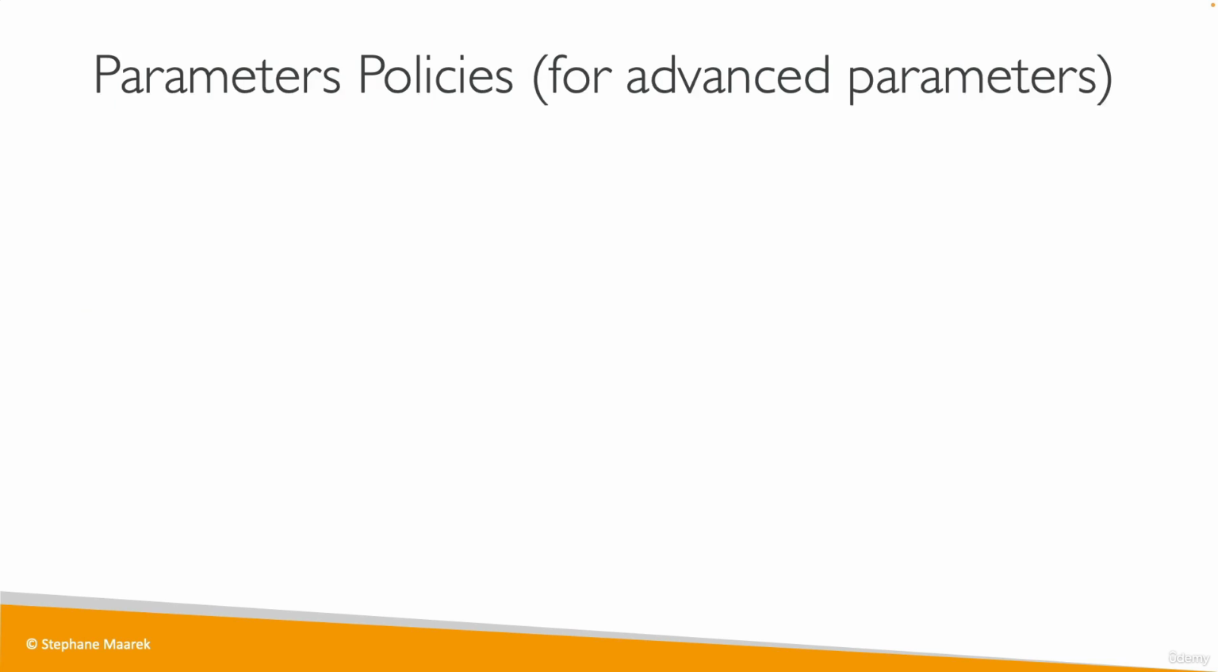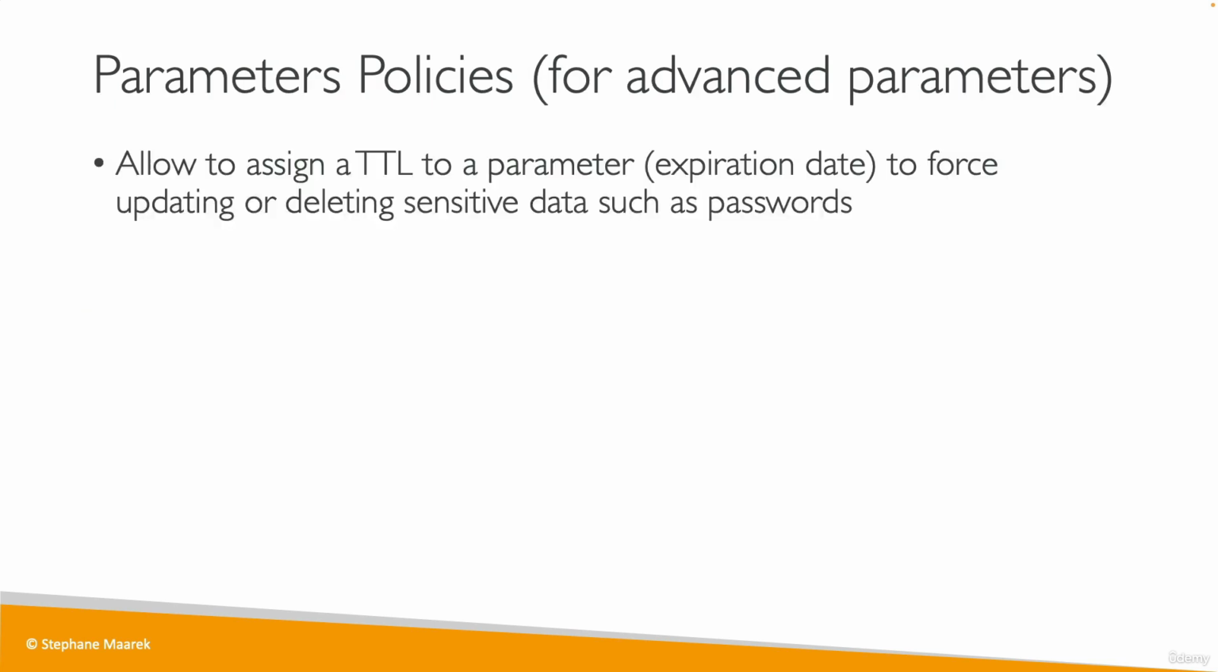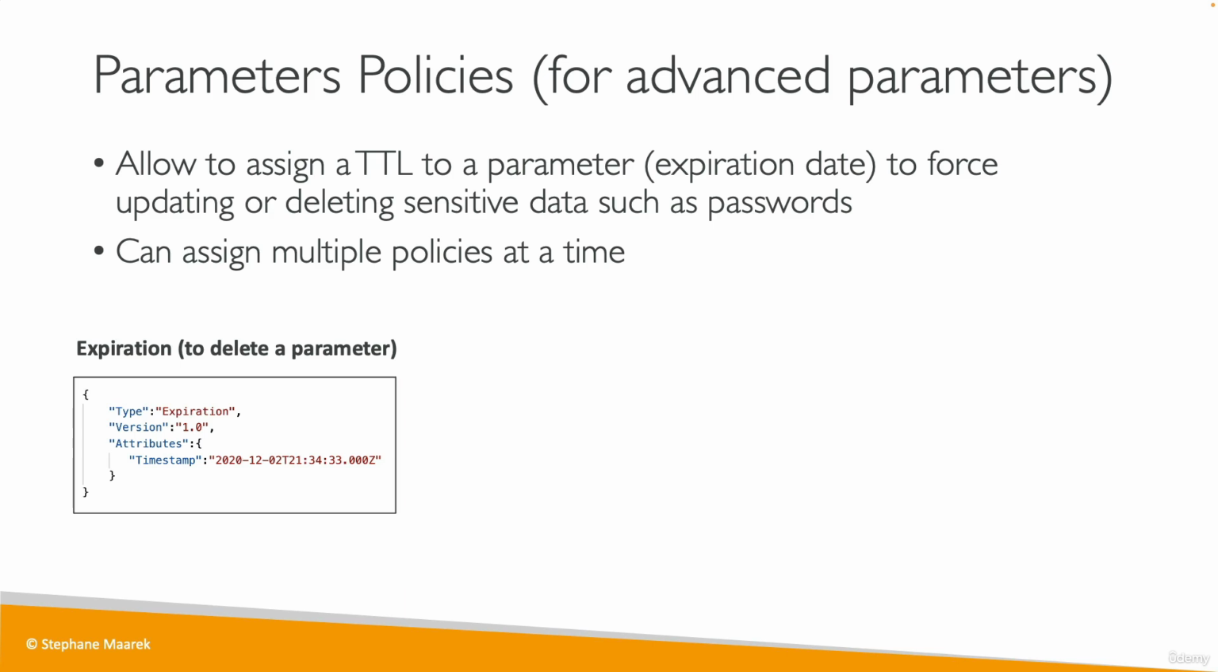So what are these parameter policies? And this is only for advanced parameters. Well, this allows you to assign a time to live to a parameter, that means an expiration date, so that you force users to update or delete sensitive data such as passwords. And you can assign multiple policies at a time. So here is an example policy. So this is an expiration policy to delete a parameter, and you say, hey, on this timestamp, you must delete this parameter.